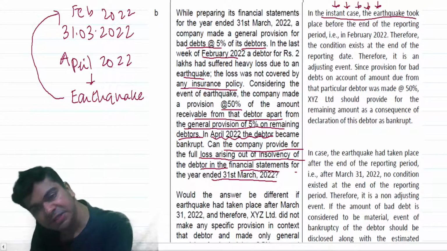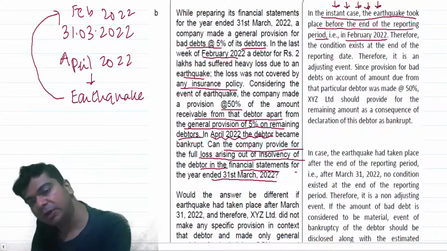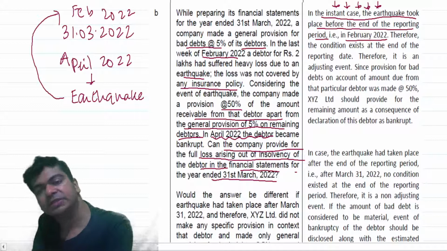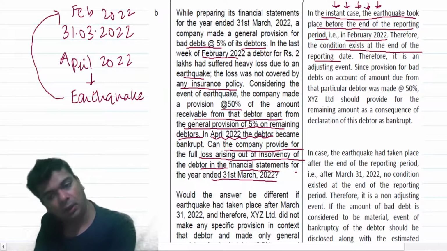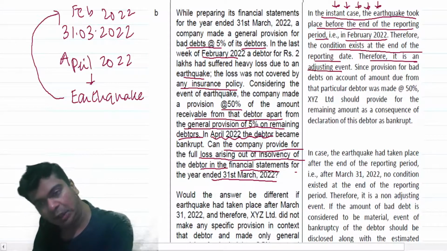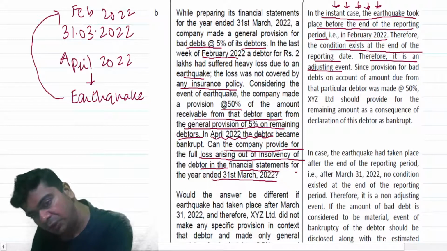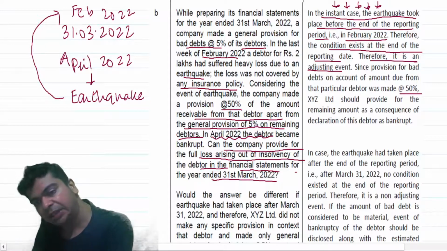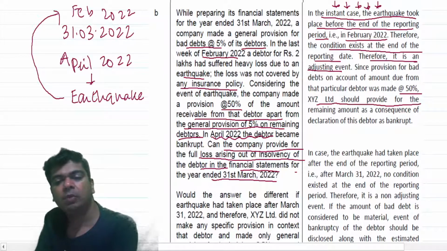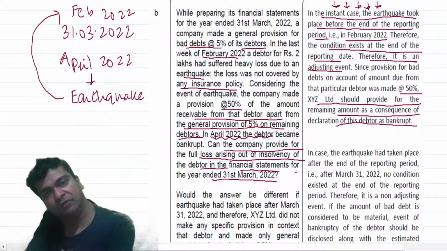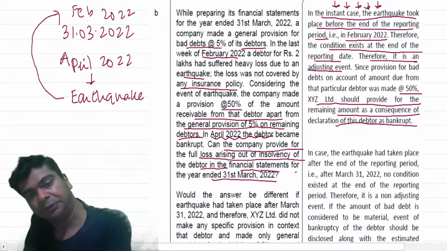In the instant case, the earthquake took place before the end of the reporting period, that is in February 2022. Therefore, the condition exists at the end of the reporting date. Therefore, it is an adjusting event. Since provision for bad debts on account of amount due from that particular debtor was made at the rate of 50%, XYZ Limited should provide for the remaining amount as a consequence of declaration of this debtor as bankrupt.